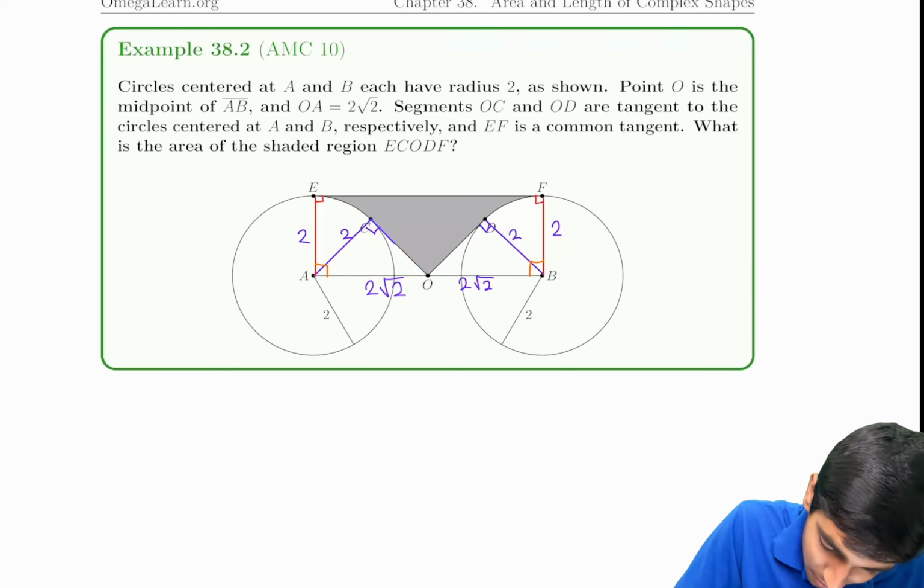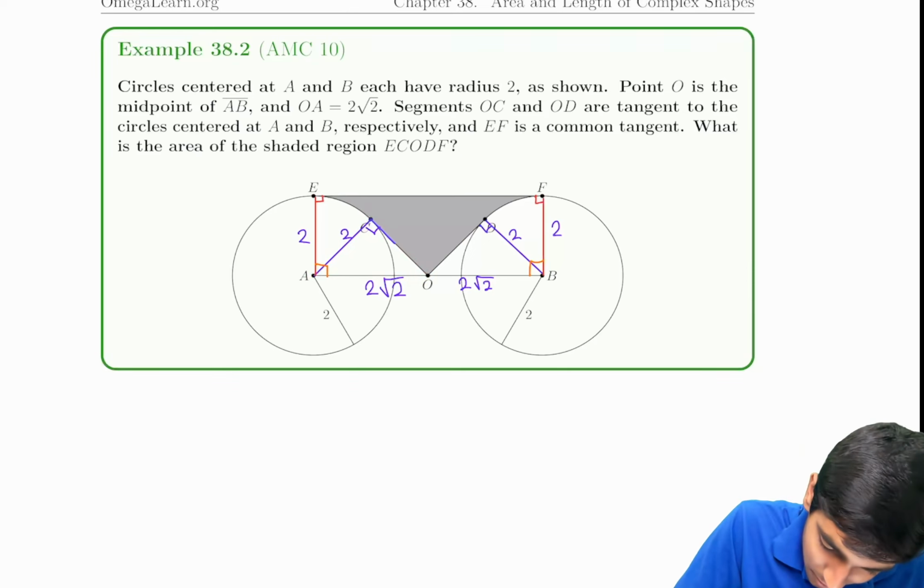So now to find the area of the shaded region, we just subtract 8 root 2 minus 2 times 2, because 2 of the triangles we're subtracting, and 2 times pi over 2, because 2 of the sectors we're subtracting. And that just gives us 8 root 2 minus 4 minus pi, which is the answer for this problem.